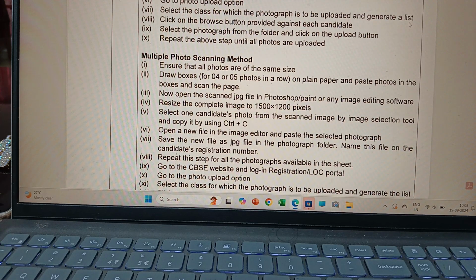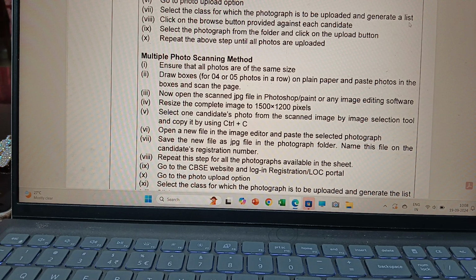Multiple photo scanning method. Ensure that all photos are of the same size. Draw boxes for 4 or 5 photos in a row on plain paper and paste photos in the boxes and scan the page. Now open the scanned JPG file in Photos or Paint or any image editing software. Resize the complete image to 1500 by 1200 and select one candidate's photo from the scanned image by the image selection tool and copy it by using Ctrl+C.